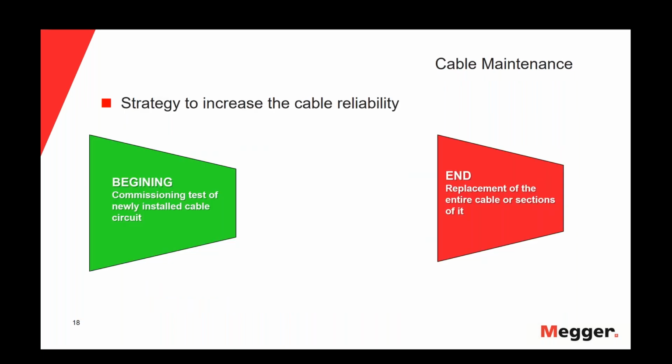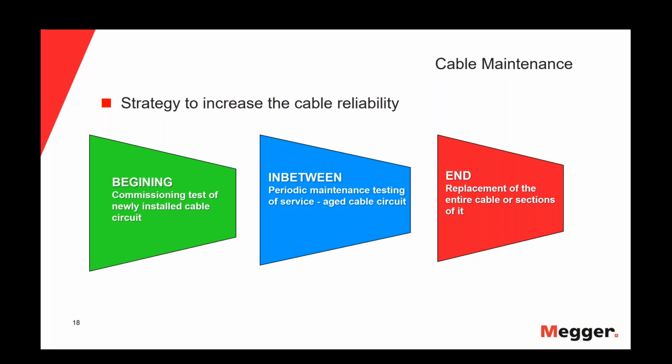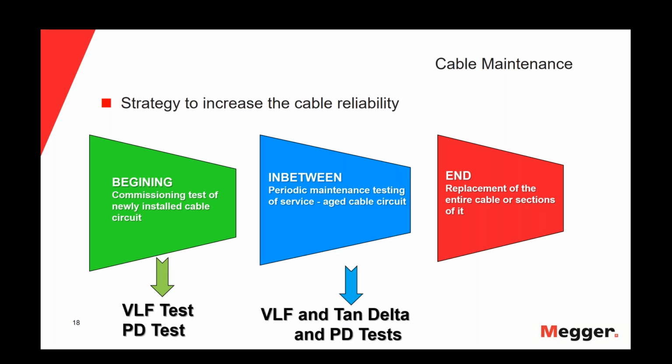Once we know that, we can, as I said, align the strategy to increase the cable reliability, and it all will start with the commissioning test of a newly installed cable circuit, and will end with the replacement of the entire cable or sections of it. But in between, we need to have the periodic maintenance testing of service aged cable circuits. So we can use for the commissioning test the VLF test and the partial discharge diagnostics, and for the periodic maintenance, we can use the VLF, the tan delta, and the partial discharge test.